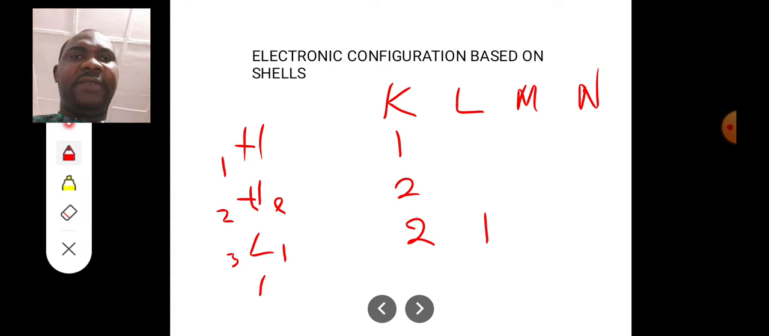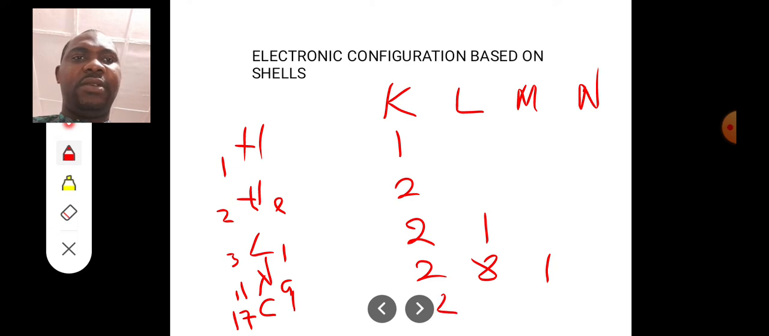If I have an element like sodium, which is the 11th element in the periodic table, the K shell will be 2. The L shell cannot take more than 8, so you have 2, 8. 2 plus 8 is 10, so the remaining one goes in the M shell, which makes 11. The same thing with chlorine. Chlorine is 17, so you have 2, 8, and 2 plus 8 is 10, then 7 in the M shell. So this is how to write electronic configuration based on shells.